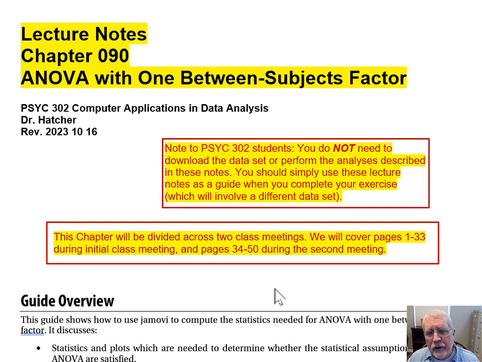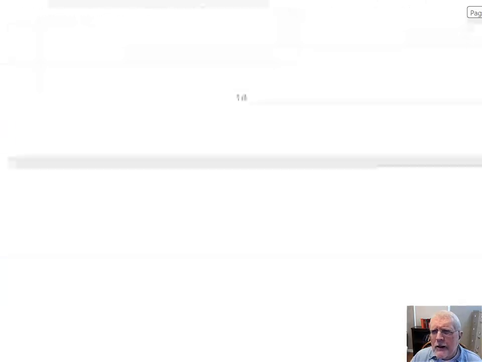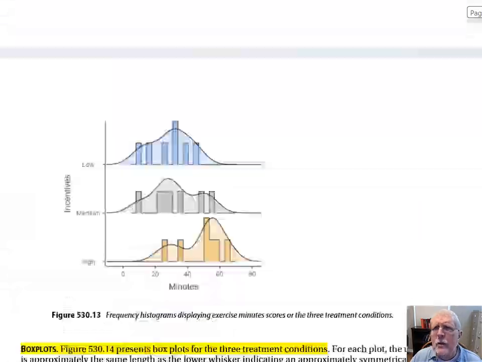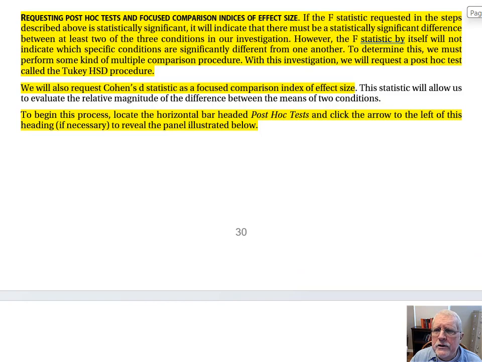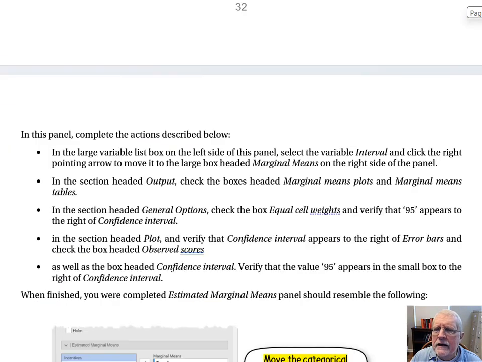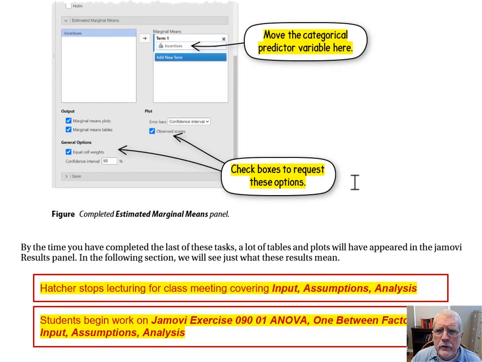Part two, we're going to go to pages 34 through 50 of this set of lecture notes. I'm going to lecture on those, and we're going to see how we interpret the results produced by Jamovi, how we make sense of them, and how we summarize those results in APA style. So let's scroll down to page 34, which is where this lecture picks up.